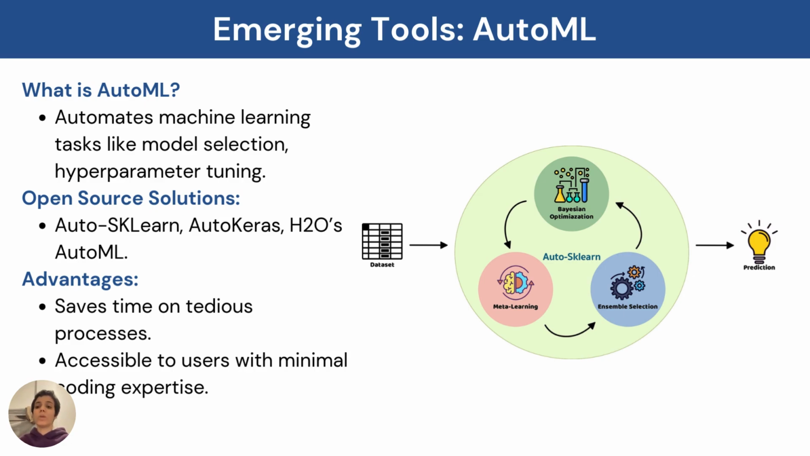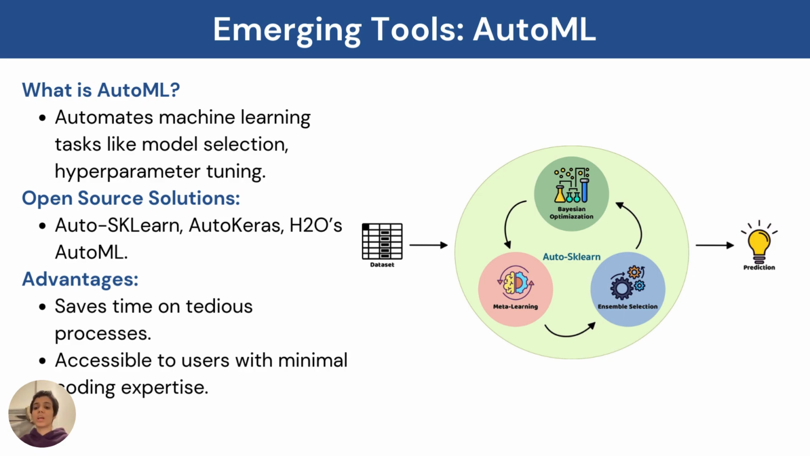So instead of manually performing complex tasks like selecting the best model or fine tuning hyperparameters, AutoML tools handle this process automatically. Think of it as having a personal assistant for your machine learning project. It's taking care of all the repetitive and time consuming parts so you can focus on the big picture, solving the problem. We have here some examples.